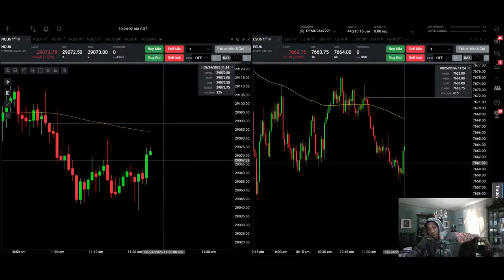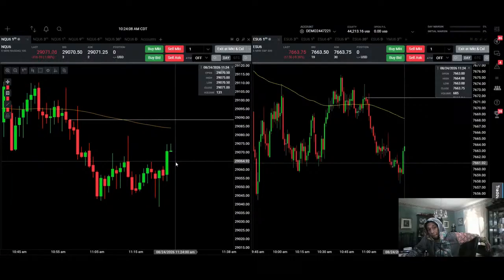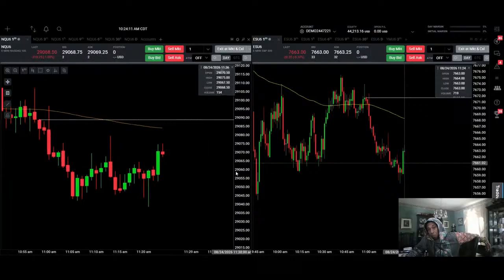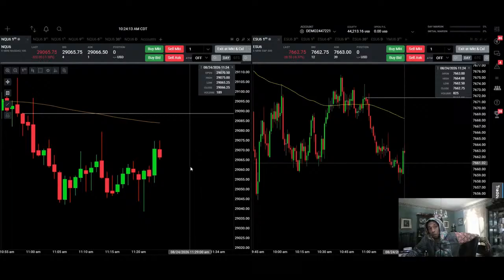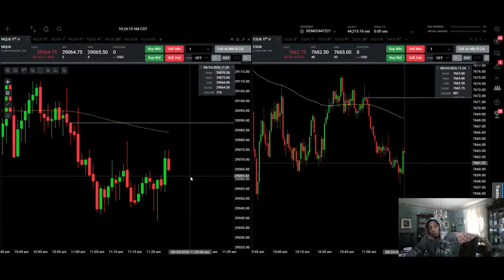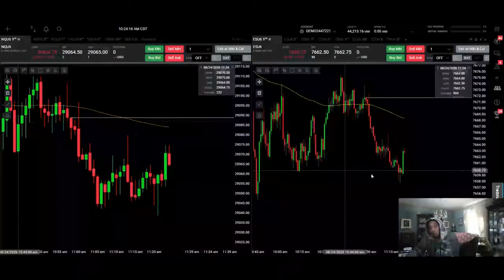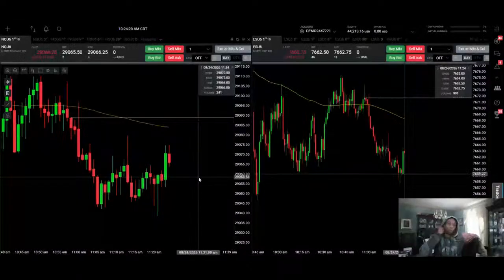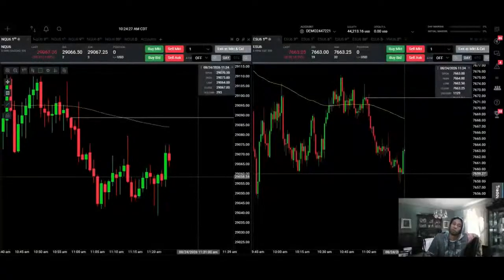That's when the gap up is going to happen. If it goes back up there, it'll be at those two times. Let's see if they want to give it. Let's see if they want to give that up. 11.